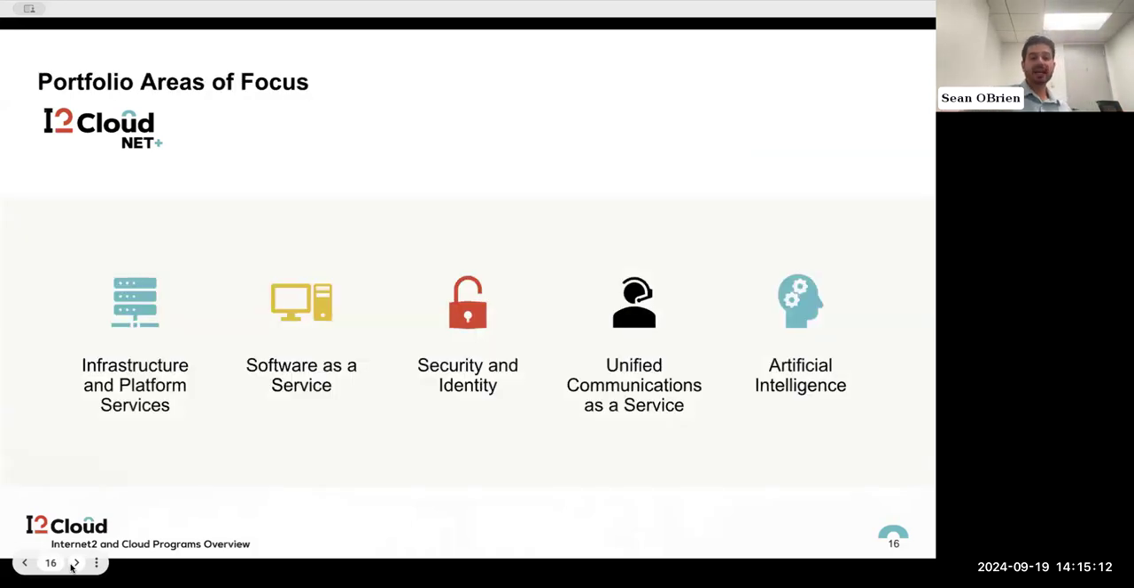We look at adding Net Plus services into the portfolio across these 4 different areas. So when we're thinking about what services to add to the portfolio, we'll talk about why we add services in a minute, but really we're looking across infrastructure and platform services, SaaS, security identity, unified communications, and then we have a number of services now that we're talking to and looking at bringing into the portfolio around artificial intelligence.